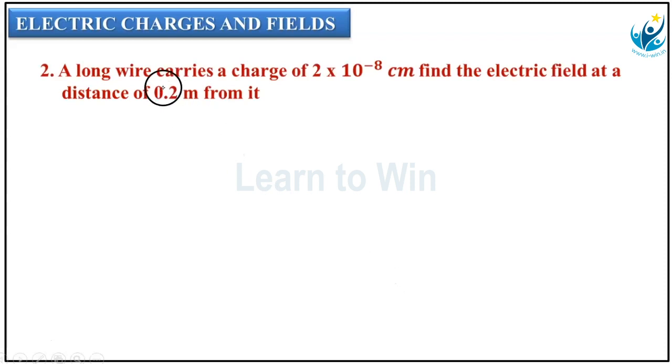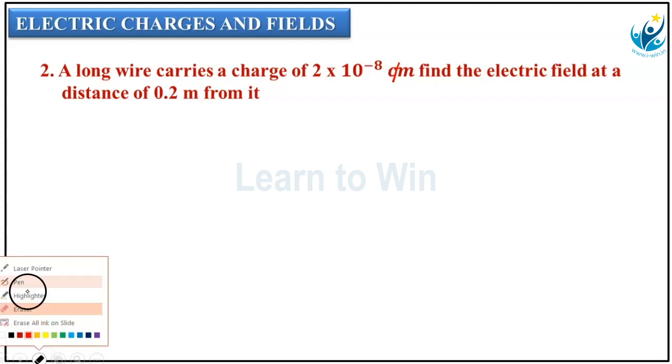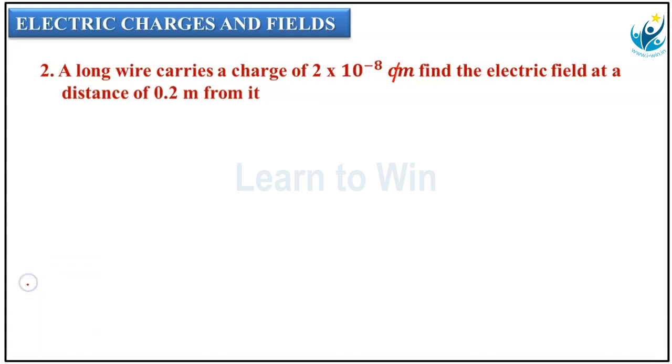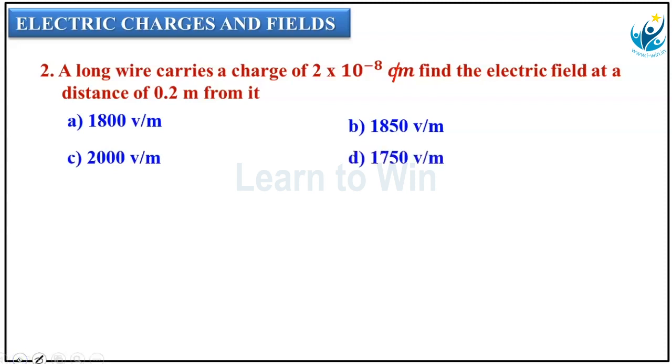Next question. A long wire carries a charge of 2 into 10 power minus 8 coulomb per meter. Find the electric field at a distance 0.2 meter from it. The given options are 1800 volt per meter, 1850 volt per meter, 2000 volt per meter, 1715 volt per meter.